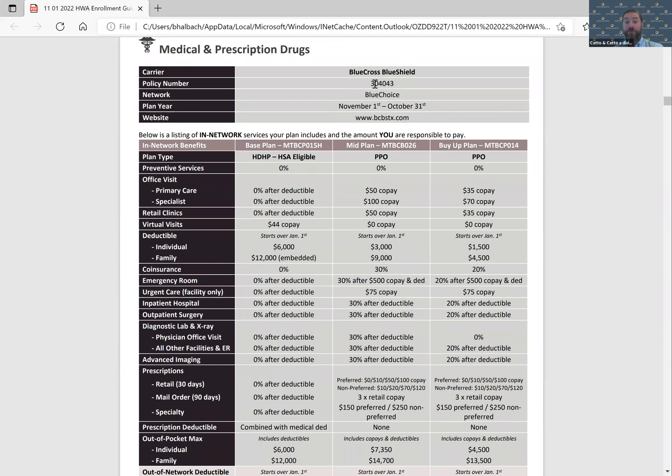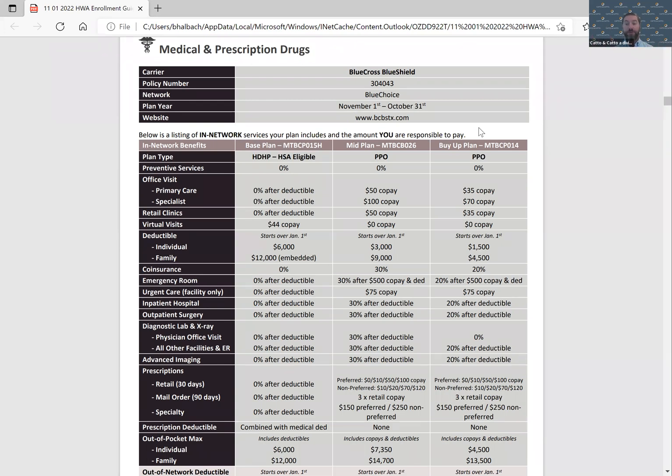We are continuing with Blue Cross and Blue Shield. Your policy number is the same. Your network is the same. The plan year starts over the 1st, but remember the benefits that we are about to talk about run January to December. So that can kind of be confusing sometimes.